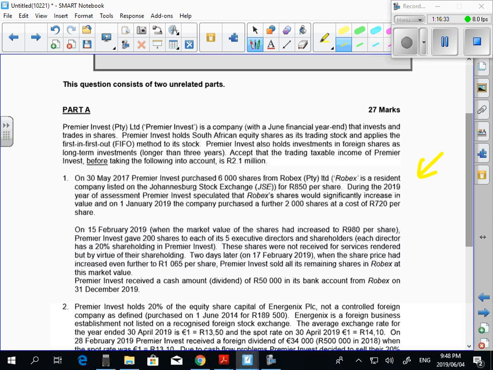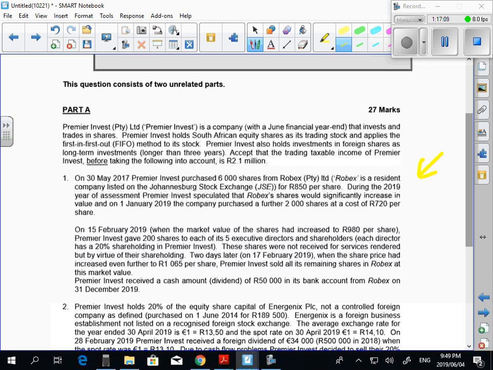Each has a 20% shareholding. So guys, this is a dividend. They gave 200 shares to each of the 20% shareholders. So what do you deem to have done? Sold it at market value. And then for the discussion on the next page, you're going to have to say it's a dividend in specie deemed to be sold at market value, dividends tax of 20% of that amount equals this, payable by the end of the following month. Are you guys comfortable with that?